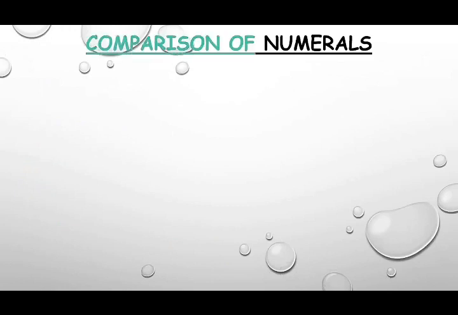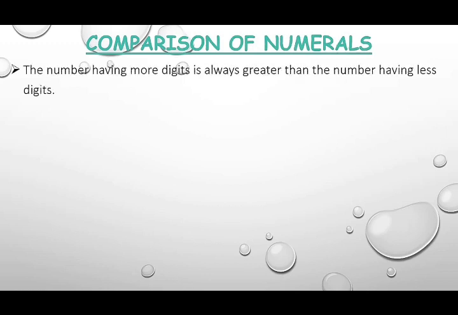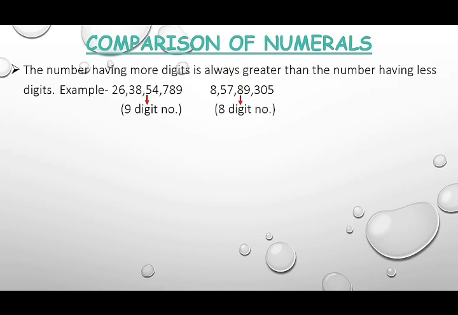Let us learn how to compare two given numbers. The number having more digits is always greater than the number having less digits. For example, here two numbers are given for comparison. The first number is of 9 digits. The second one is of 8 digits. As the first number has more digits, it is the bigger number.